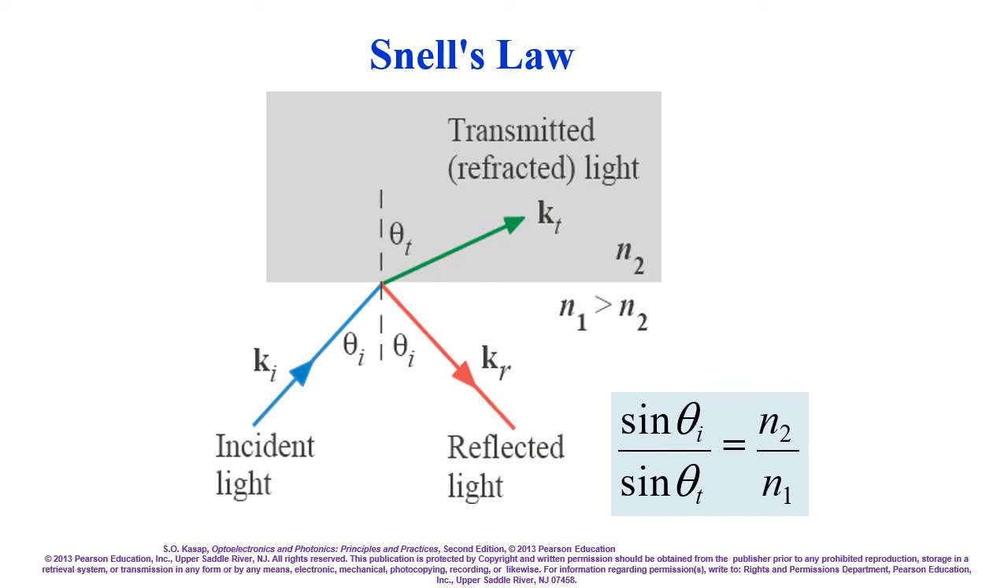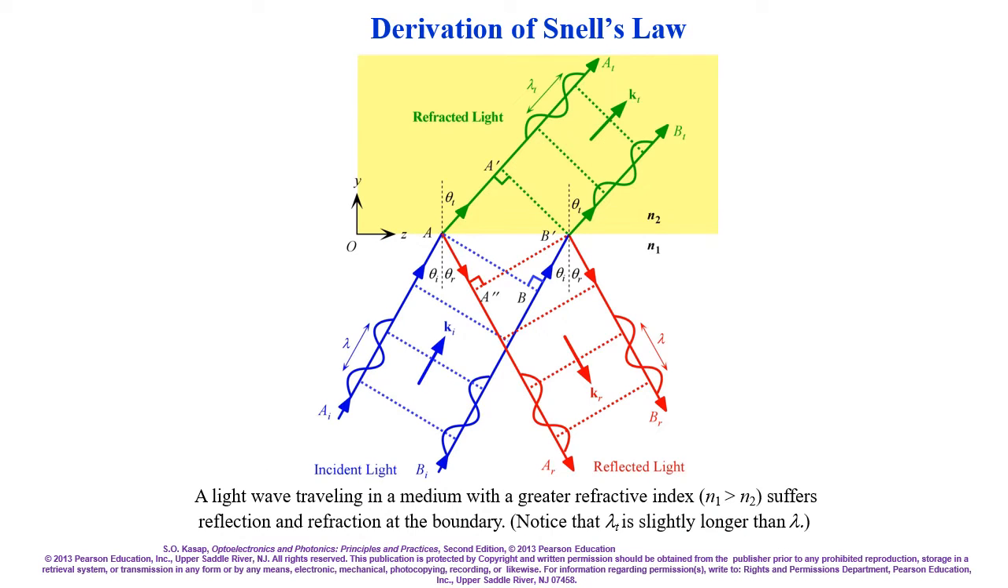If light is incident from medium N1 to N2, then some part of the light would be reflected and some part of the light would be transmitted. According to Snell, this is the equation that represents Snell's law. Now, the derivation of Snell's law.